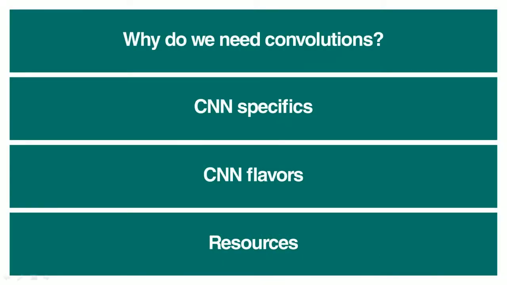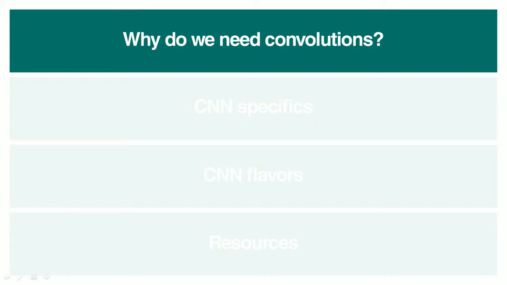In this first half, we'll be trying to understand why we need convolution operations in neural networks. We'll also get to understand what are some of the important convolutional neural network specific hyperparameters that we need to pay attention to. We'll also be looking at the different variants of convolutional neural networks. I'll just say CNNs for short. It's a mouthful. And we'll also finally be looking at some of the online resources that you could refer to.